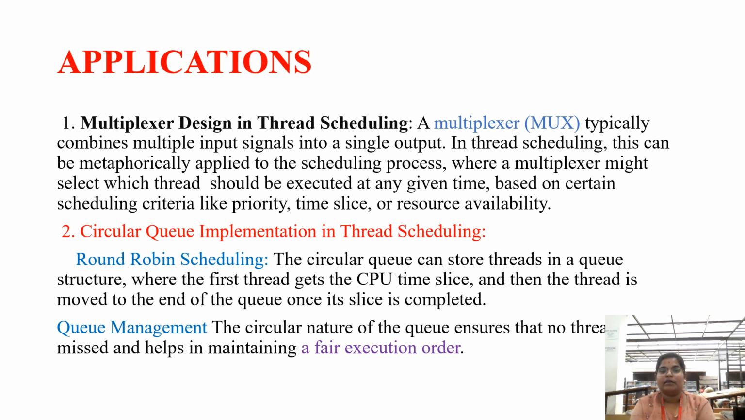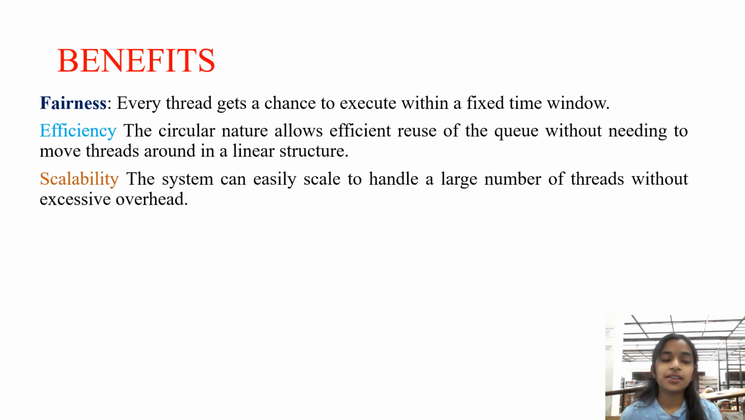Round robin scheduling. The circular queue can store the threads in a queue structure where the first thread gets the CPU time slice and then the thread moves to the end of the queue once its slice is completed. Queue management. The circular nature of the queue ensures that no thread is missed and helps in maintaining a fair execution order. Benefits. Fairness. Every thread gets a chance to execute within a fixed time window.